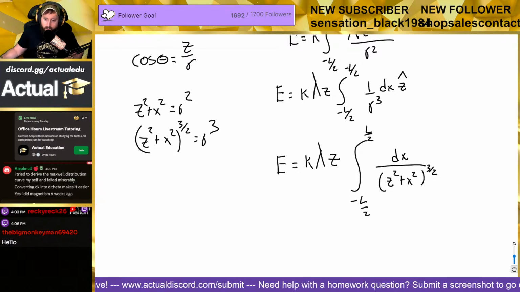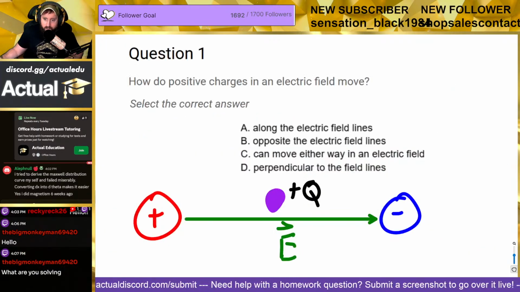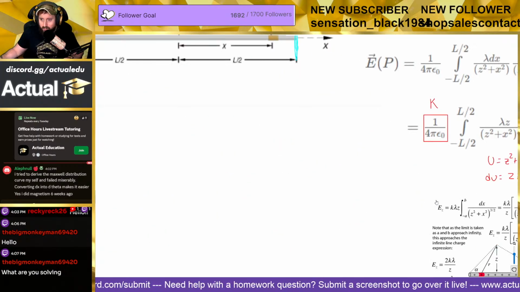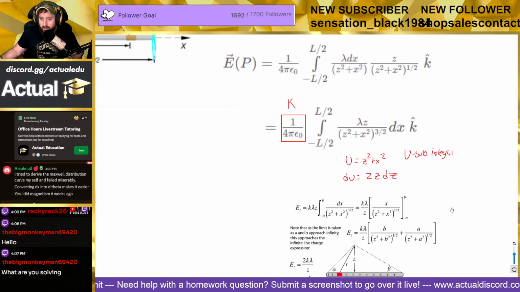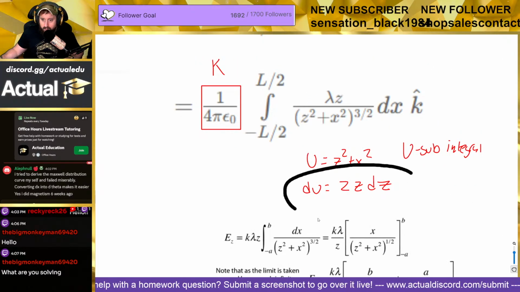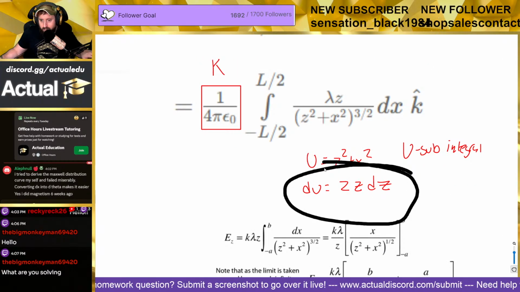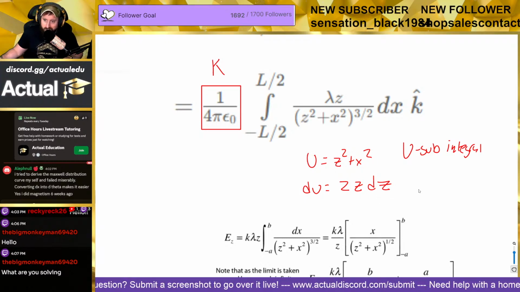Okay, I think I see where I even messed up doing this integral. I assumed we were doing dz. Yeah, this was messed up. We're not doing dz. That's wrong. That's wrong.